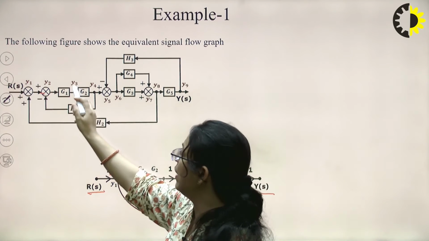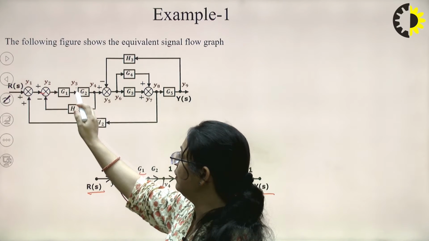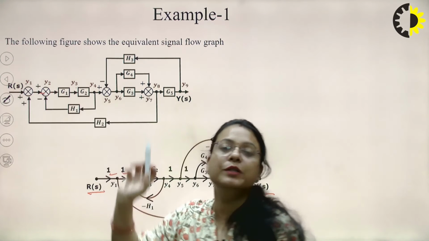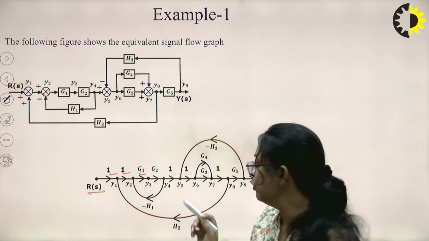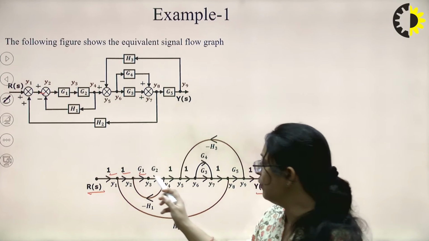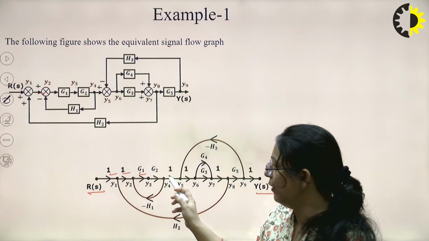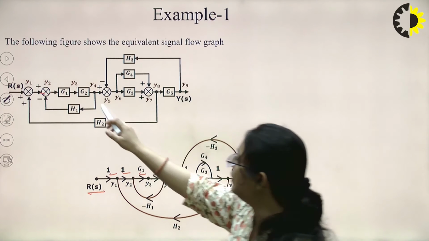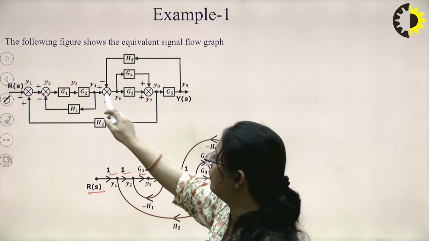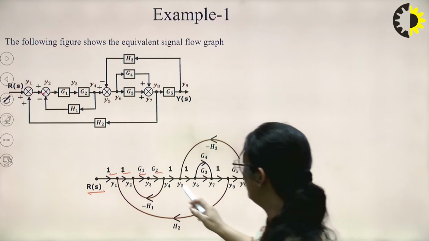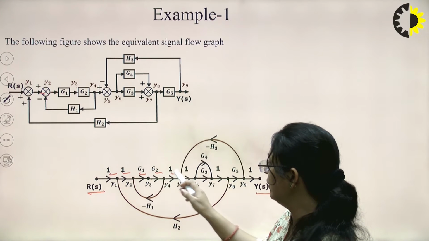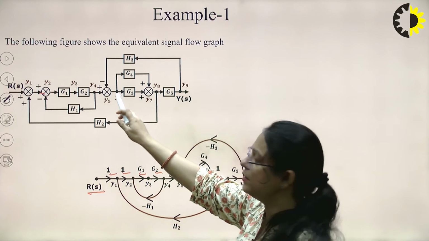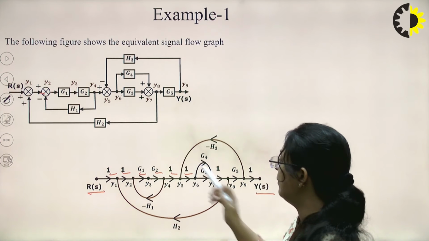Similarly, between Y3 and Y4, we have a block which is having a gain of G2. So the branch between Y3 and Y4 will have the gain of G2. Now between Y4 and Y5, again there is no gain, so we will represent it by 1. Okay. Between Y5 and Y6, there is no gain. We will again represent it by unity.